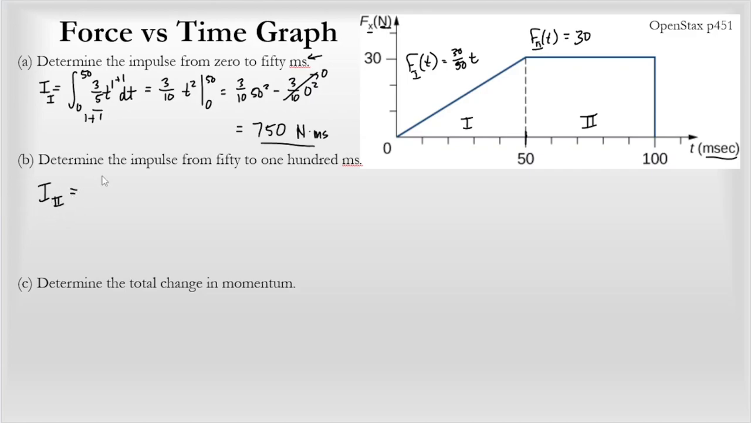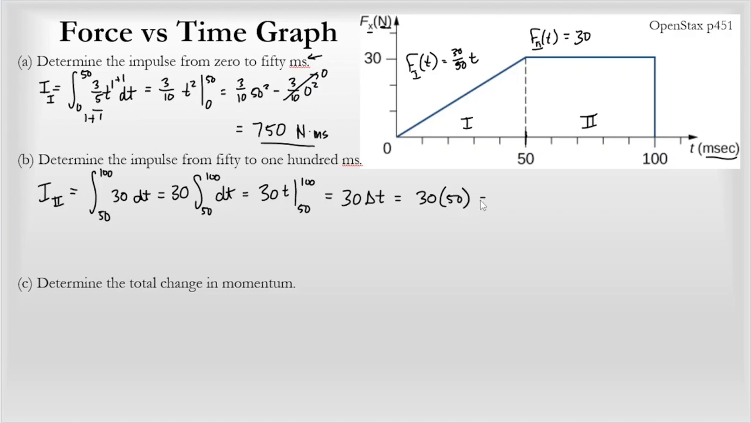So let's do the second integral. Our two endpoints are 50 to 100 for the next region on our graph. The force function is 30, and we're going to integrate it dt. We can bring 30 outside the integral, like I was mentioning, for constant force dt, and then we're just going to evaluate 30 t from 50 to 100, and note how that's just 30 delta t. So we get 30 times 50, and you can see this turns into a nice 1500 newtons times milliseconds. So that's the second answer there.